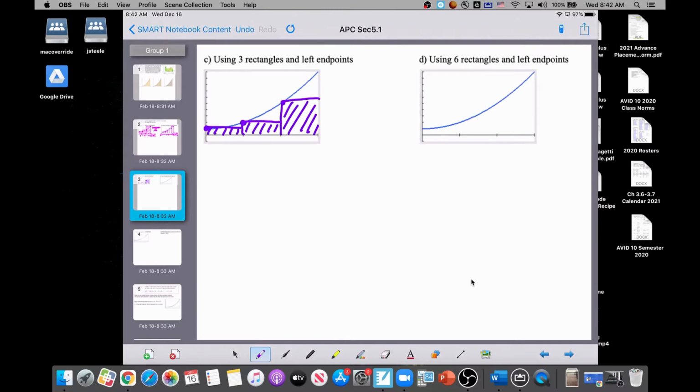You can already see that using left endpoints, because our function is increasing, is going to cause us to have underestimates for our area values. Again, our areas are found the same way: these are 3 rectangles, so we multiply base times height. The first rectangle, base of 1, height of 1. The second, base of 1, height of 2. And the third, base of 1, height of 5. You add 1 plus 2 plus 5 and get an area of approximately 8 units squared, which we know is an underestimate.